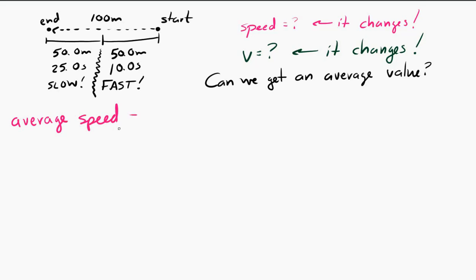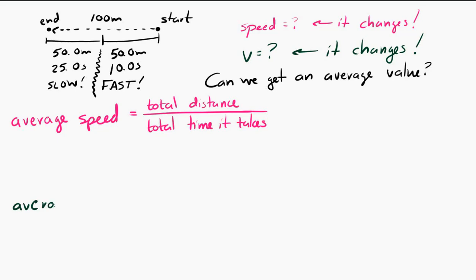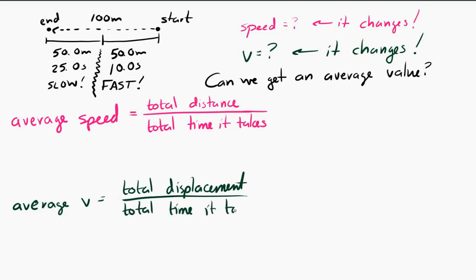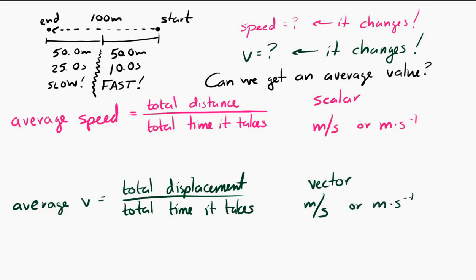The average speed is defined as the total distance that you travel divided by the total amount of time that it takes you. And the average velocity is the total displacement that you have divided by the total amount of time that it takes you. These are very similar to speed and velocity. Average speed is a scalar, and it has units of meters per second. Average velocity is a vector, and its direction comes from the displacement, and its units are also meters per second. The big difference is that these are averages. These are averaged over the entire motion.